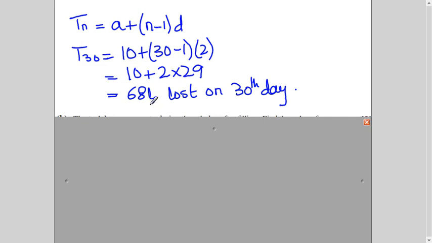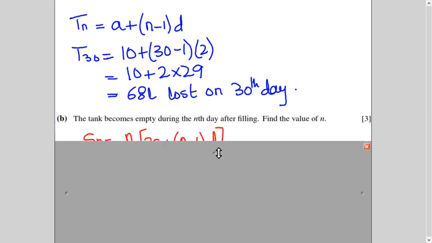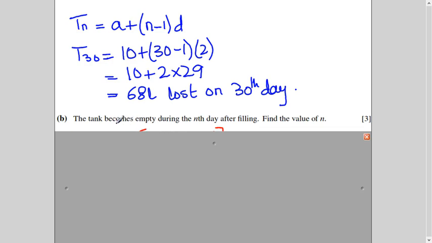It is 68 liters, right? Now the second part of the question is saying the tank becomes empty during the nth day. So after how many days the tank will get empty after filling? So now we know there is 2000 liters of water, right? So when tank will be empty, it means 2000 liters of water is lost.